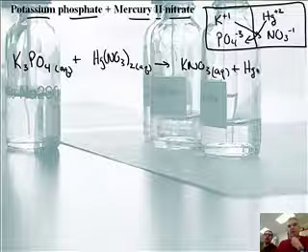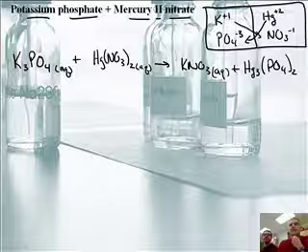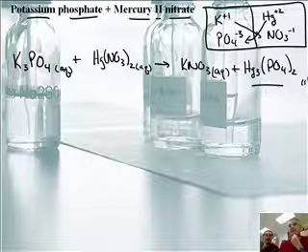So that'll be Hg3(PO4)2. All right, mercury phosphate, and that is a solid. That's my most complex one, right?